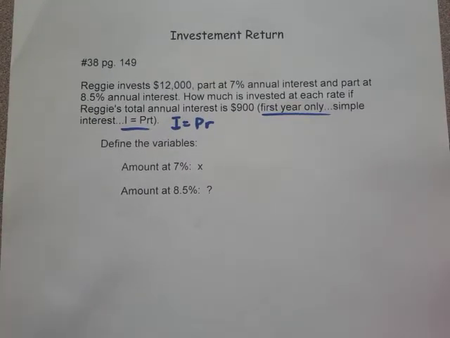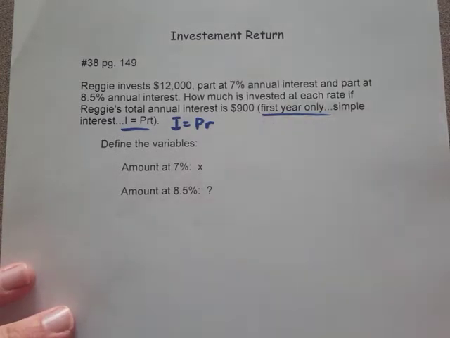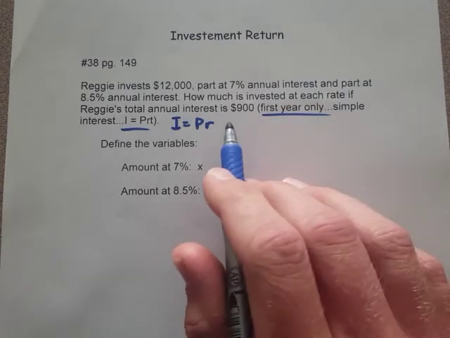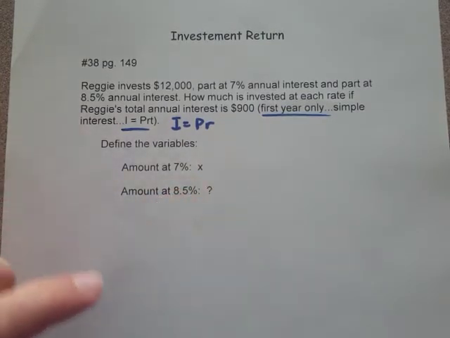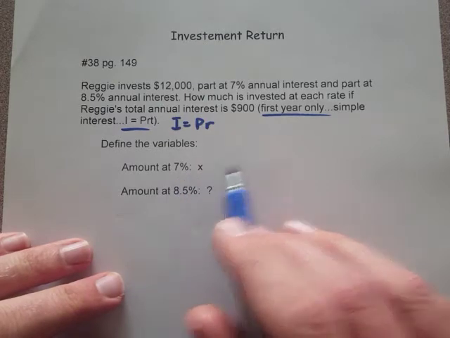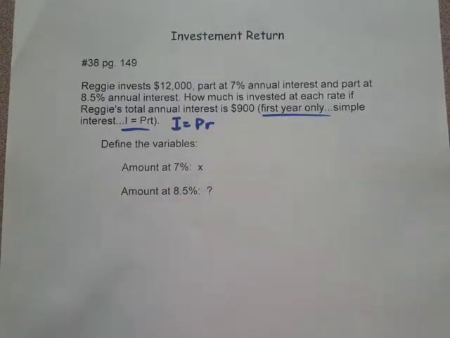So it says here, Reggie invests $12,000, part at 7% annual interest and part at 8.5% annual interest. How much is invested at each rate if Reggie's total annual interest is $900? Okay, so we are going to find out his interest. Now, if it was just the 7% account, then we could say 0.07 times x equals 900, and that would be his entire amount of interest. But unfortunately, we have two accounts, and we have to kind of go back and forth between those.